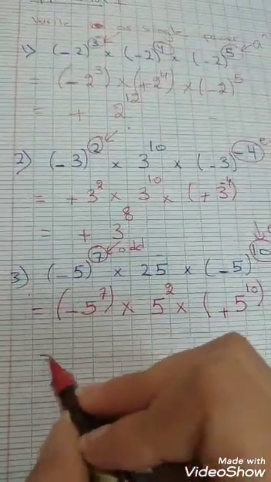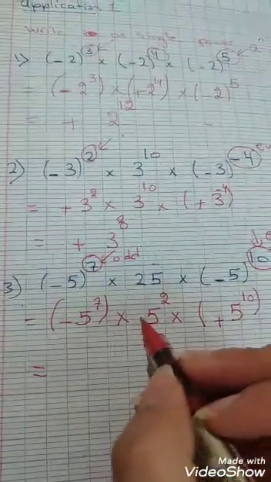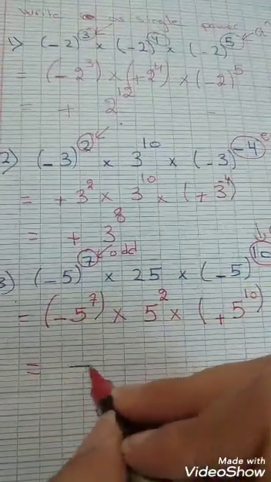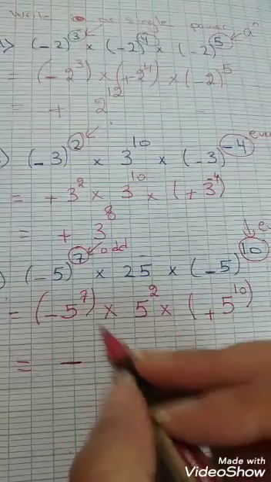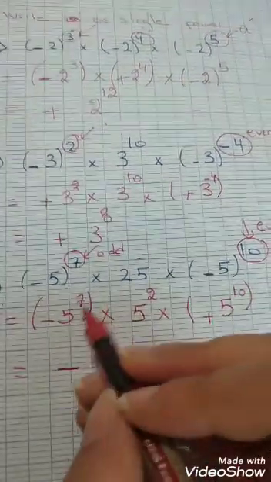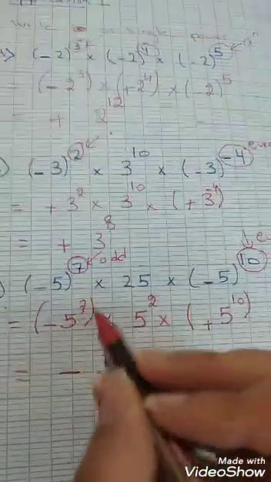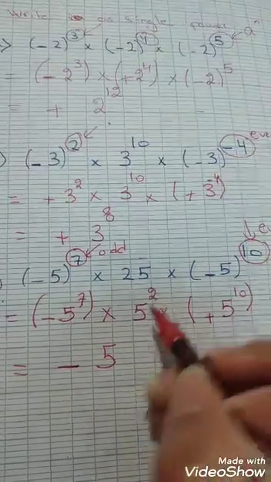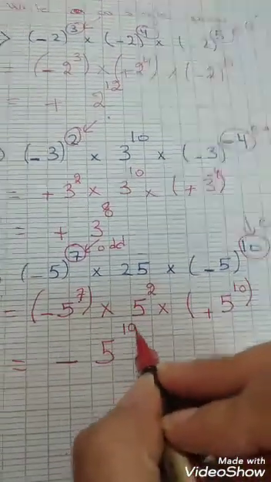Now multiply the signs first. Minus times plus is minus. Minus times plus is again minus. So the sign of the whole expression is minus. Nobody should forget to put the minus. Now we put the same base, all of them 5. I add the exponents: 7 plus 2 is 9, and 9 plus 10 is 19.